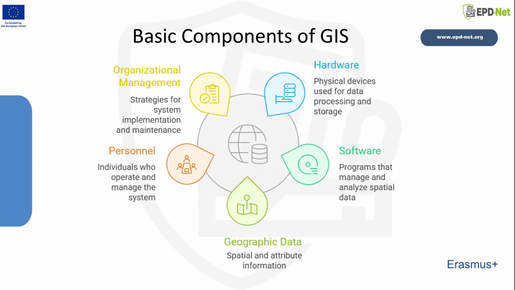This visual illustrates the fundamental components that enable geographic information systems to operate as an integrated framework. GIS should not be understood merely as a software tool, but as a comprehensive system composed of several interrelated elements that function together. Hardware provides the physical infrastructure required for the processing and storage of spatial data.